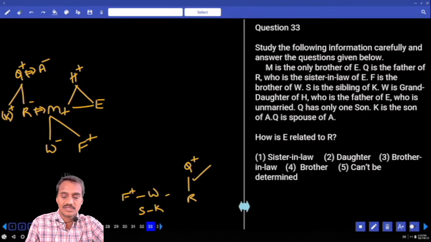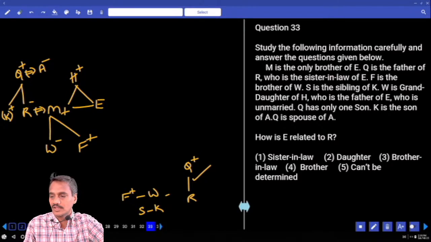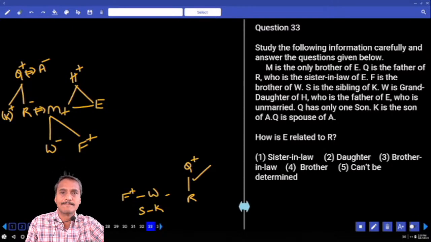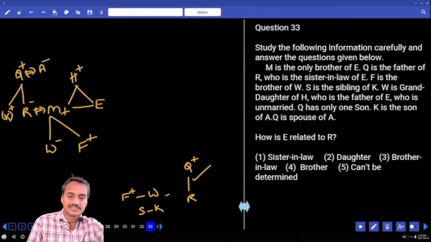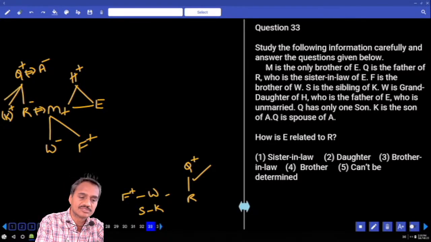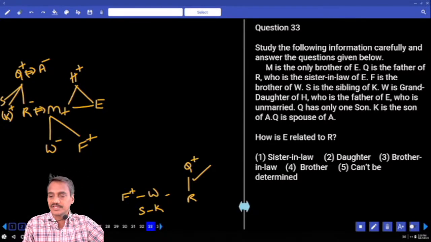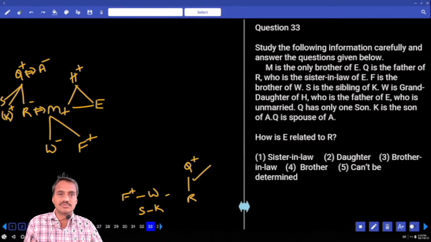S and K are siblings to each other. K is the son of A. Now S and K are siblings. Where should this S be? S must be somewhere here. K is the only son, K is the son of A. The gender of S is not given, S is the sibling of K.